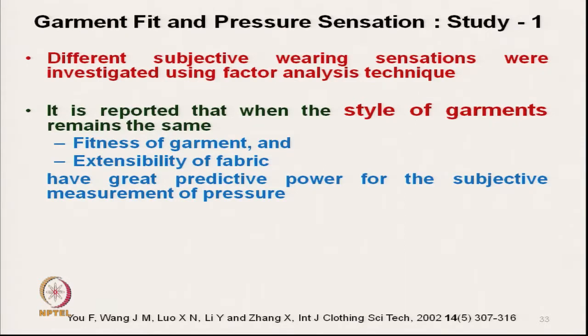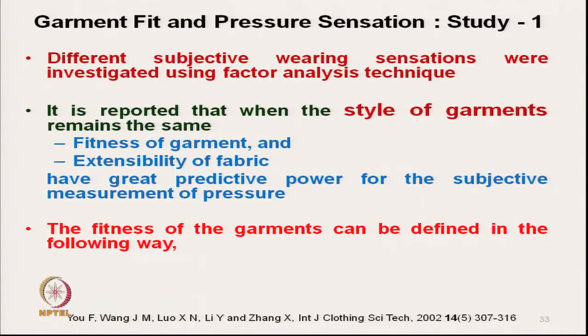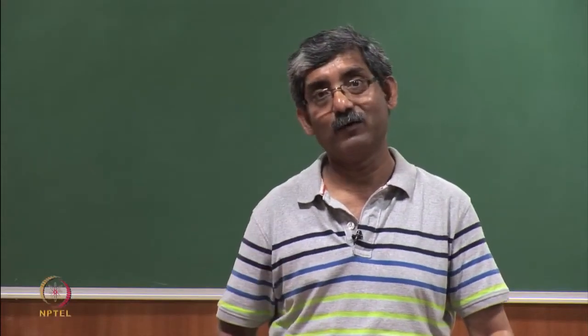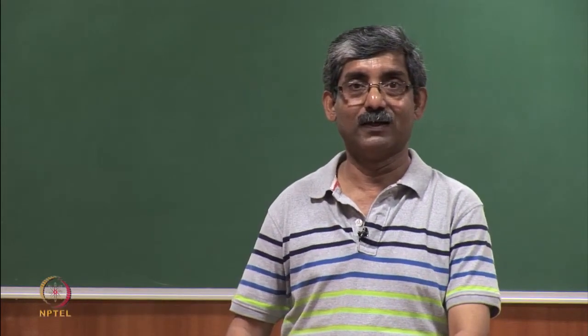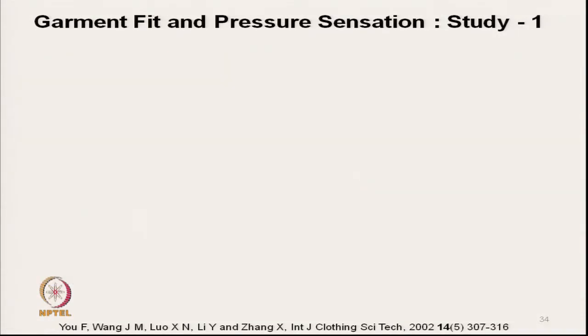So, for the same style, if it is a tight fit garment, it will give higher pressure. If the fabric extensibility is less, then it will give higher pressure. The fitness of garment can be defined as, because earlier we have seen the tightness of garment can be expressed by F value. Here fitness of garment is expressed in terms of the girth of garment and the girth of the naked body divided by the girth of the garment. With that expression one can express the fitness of the garment.